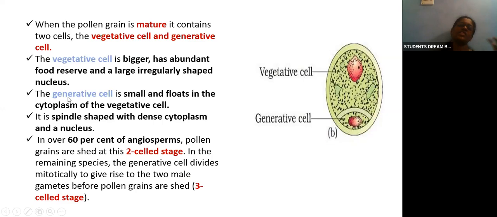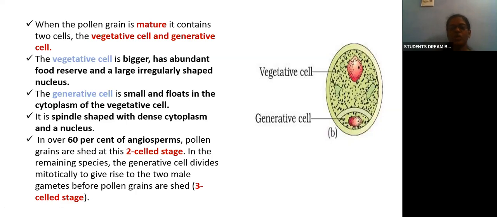Clear? Then the generative cell. So what is a generative cell? It is small, and it floats in the cytoplasm of the vegetative cell. So this is the generative cell. It is smaller and floats in the cytoplasm of the vegetative cell. That is known as the generative cell. So once the pollen grain matures, two types of cells form, vegetative and generative. Clear? So in 60% of angiosperms, 60% of the flowering plants, the two-cell stage occurs.